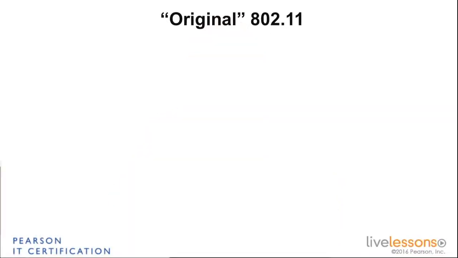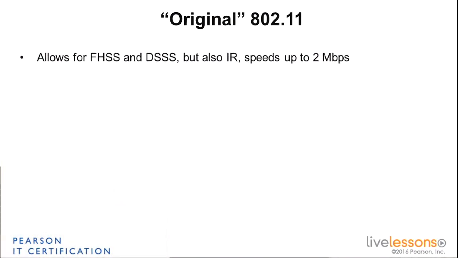At this point, you already know about 802.11 and you already know about some of these protocols, 802.11b, G, A, and so on. But what you're left to learn is how they came to be together. So the original 802.11 protocol that was designed in 1997 allows for FHSS and DSSS and also infrared, and allows speeds of up to 2 megabits per second.